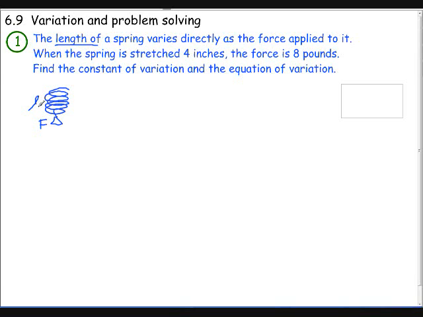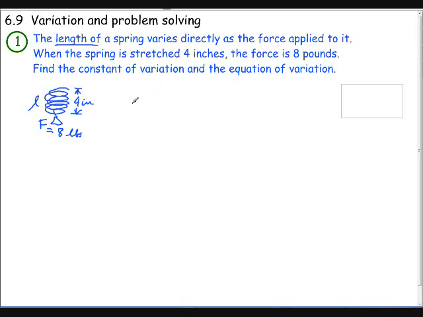The length of the spring varies directly as the force applied to it. When the spring is stretched 4 inches, so we've got 4 inches here, the force is equal to 8 pounds. Find the constant of variation in the equation.